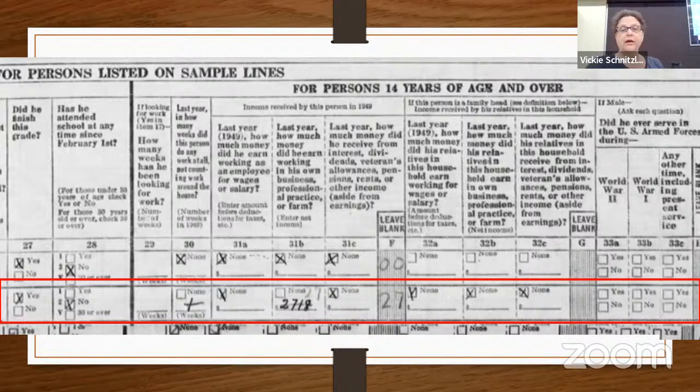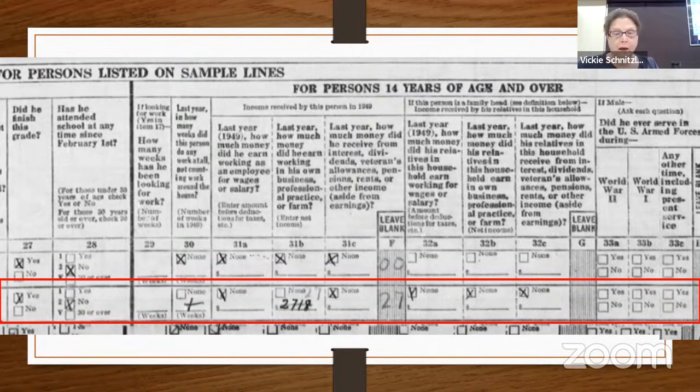And then it asks how much money he received from any interest or dividends. With only having $2,718, they didn't have an awful lot of money in the bank, so they didn't have a lot of interest and things like that. And then a little bit farther in line 32, it's asking how much money other people in the household, for example the wife or any of the other family members, are making, and nobody else was working at that point.